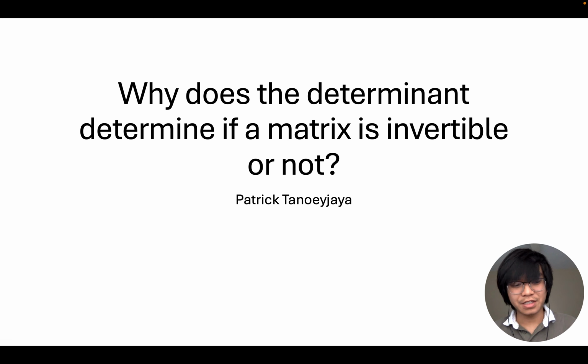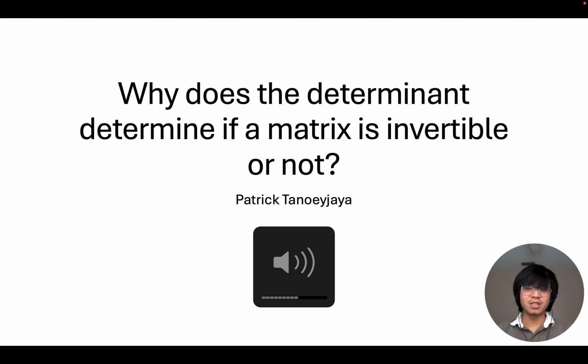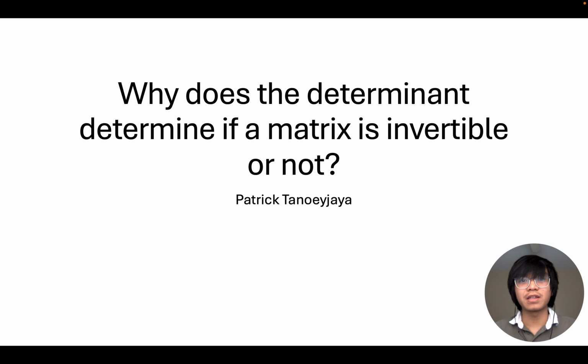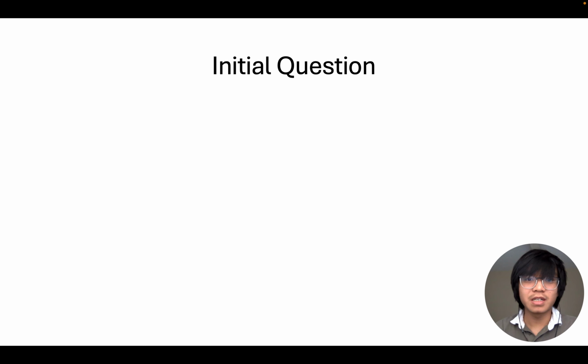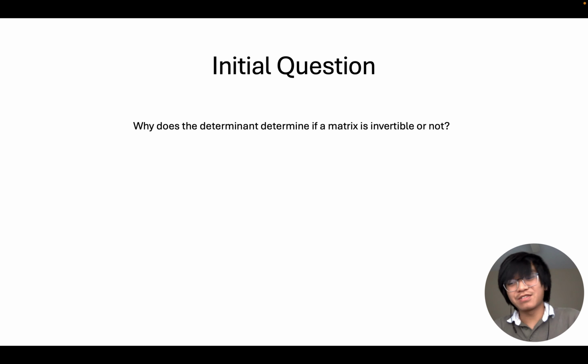Hello, this is Patrick Tanner, and I will be presenting my discoveries on what determinants are and why they are related to their inverses. So, my initial question, very self-explanatory, is the title of this PowerPoint: Why does the determinant determine if a matrix is invertible or not?